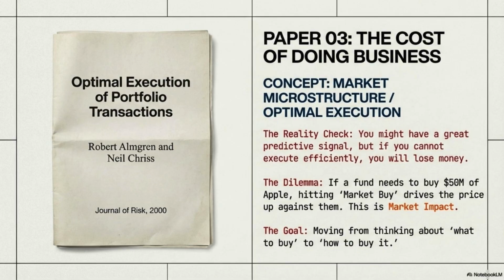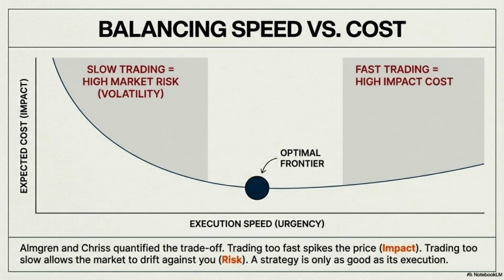Okay, paper number 4 is where reality punches theory in the face. You might have a great predictive signal, but if you can't execute the trade efficiently, you will lose money. This is Optimal Execution of Portfolio Transactions by Robert Almgren and Neil Chriss. This is the foundational text of market microstructure and algorithmic execution. Here's the problem. If you are a hedge fund and you need to buy $50 million worth of Apple stock, you can't just hit market buy. You'll push the price up against yourself.